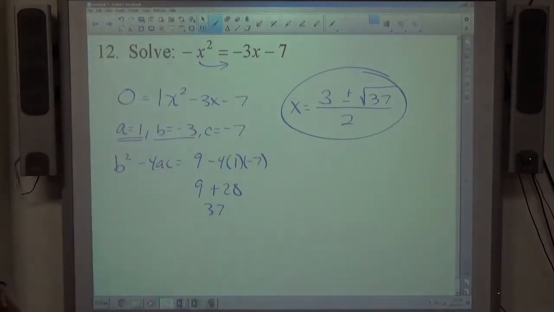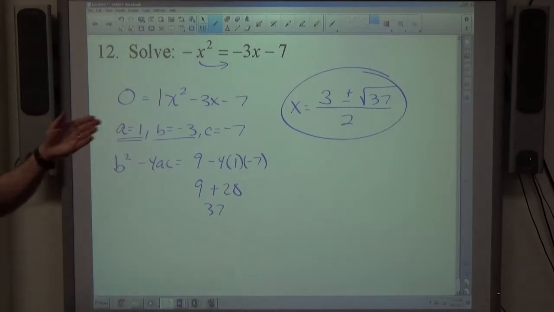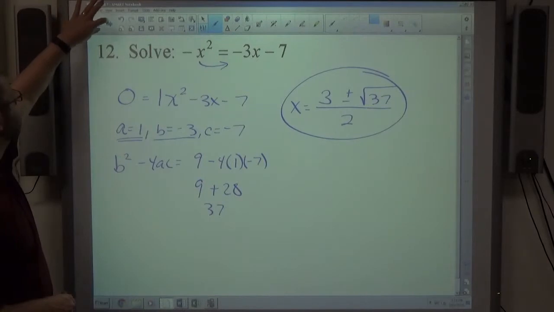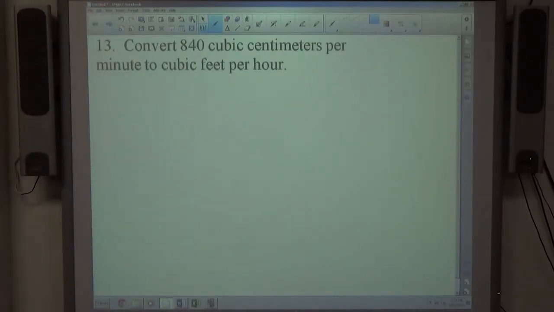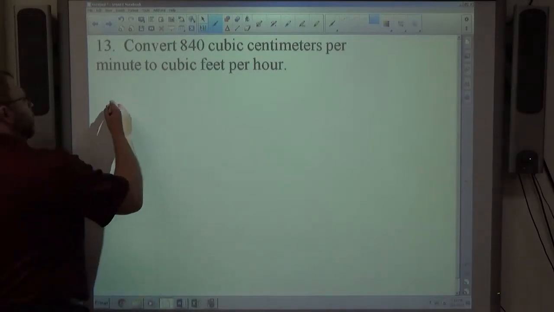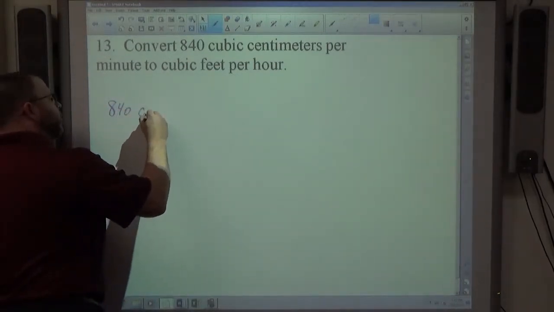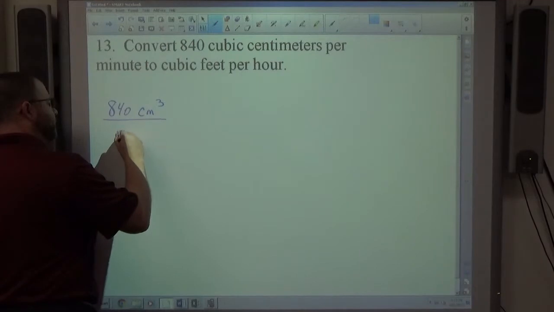There's your answers. So the quadratic formula is very effective on that one. Square root of 37 can't be simplified any more than that, so that's the best answer possible on that. 840 cubic centimeters per minute to cubic feet per hour. So 840 centimeters cubed per minute.